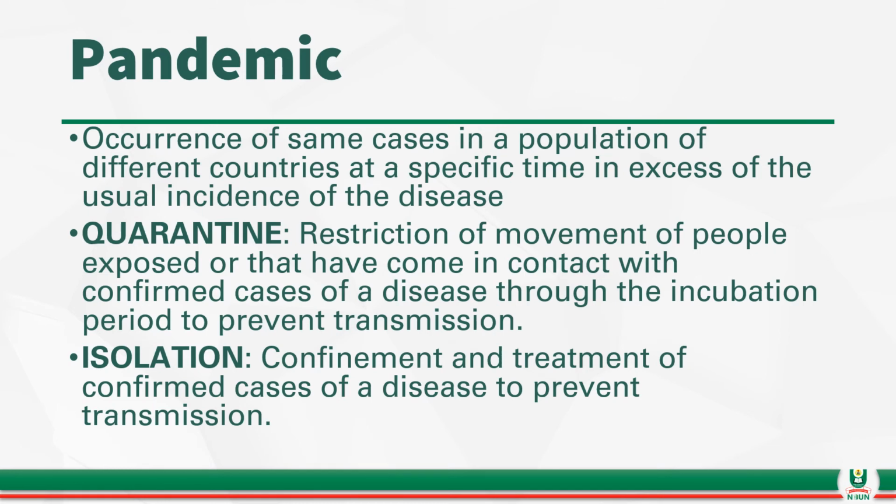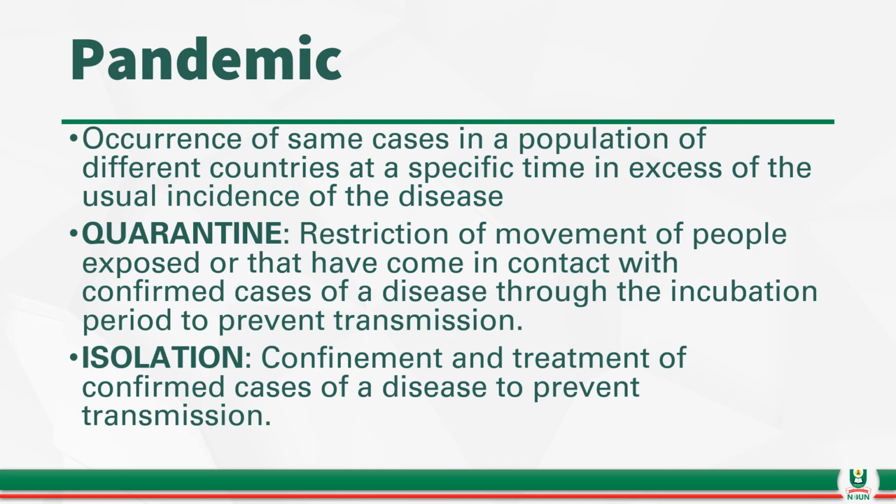So, what is pandemic? Another term that is used in communicable disease epidemiology. Pandemic is simply a bigger epidemic when it occurs in a wider population, like different countries of the world at a specific time, in excess of the usual incidence of the disease. Just like we have COVID. COVID is everywhere in the world. So when you have greater geographical spread of an infection, not localized like epidemics, when it involves a large population of people across borders, across boundaries, it becomes pandemic. It's a global thing.